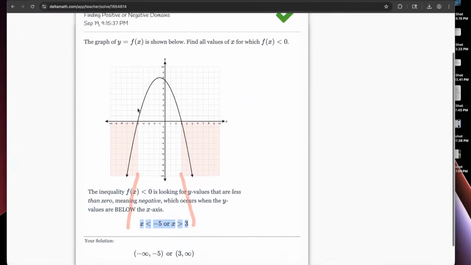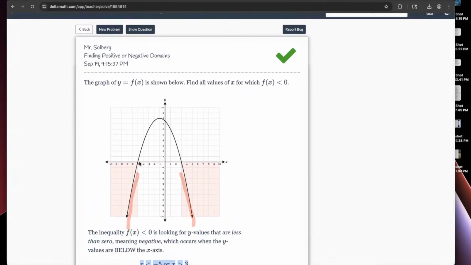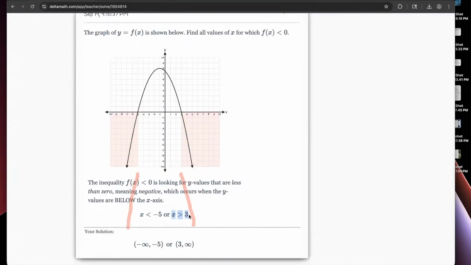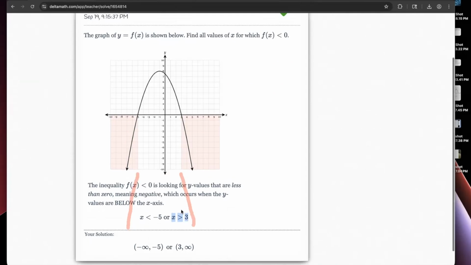And if you do get it wrong, it color codes it. So when you're less than -5 or when you're greater than 3, you're always below the axis, forever in that direction, forever in this direction. So you could use the infinities, or with parabolas, you can just use the inequalities. Because if they don't give you an upper boundary, that means 3 to infinity, because every positive number more than 3 would be included there.